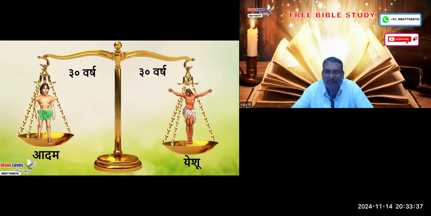See, if anybody has to serve in the temple, what is the minimum age? 30 to 50, 30 to 50 years. 30 years, that is the perfect man's age. Therefore, when Adam was created, he was created at the age of 30 years. So Jesus, when he took baptism, what was his age? 30 years. Equal corresponding price. You see, price, equal corresponding price.